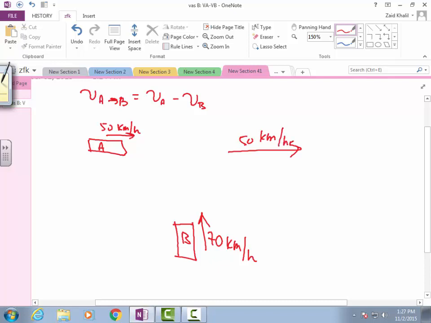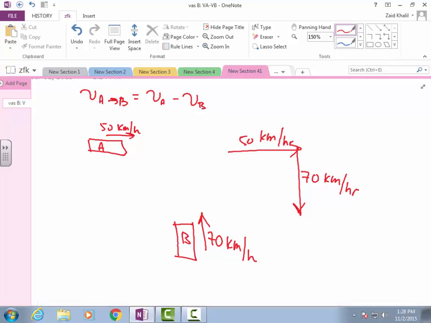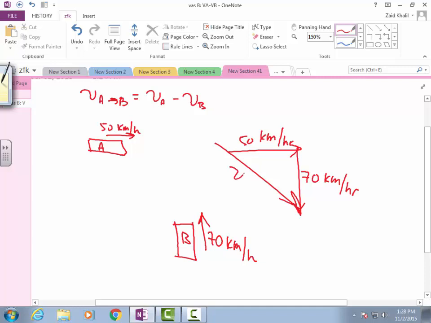What else does it see A doing? Coming south at 70 kilometers per hour. And so now, does this describe that situation? In other words, what does B observe A doing? Moving in which trajectory? And this should be the velocity of A relative to B.